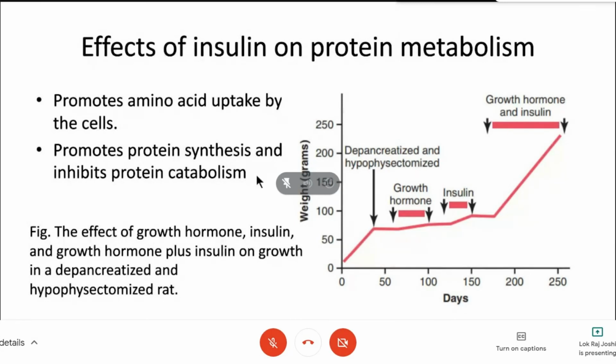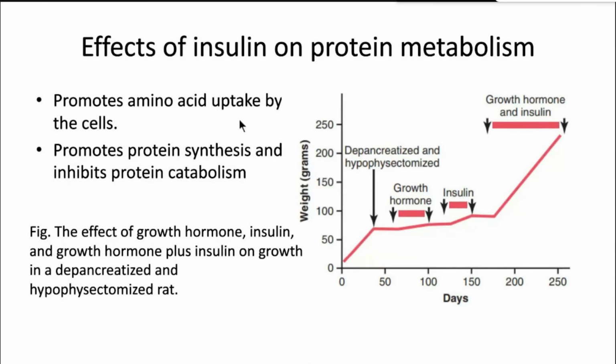Again, it is synthetic. It promotes amino acid uptake by the cells, just like glucose uptake. And there are various other effects also. And finally, there will be increased protein synthesis and inhibition of protein catabolism. Therefore, there is net gain of proteins.